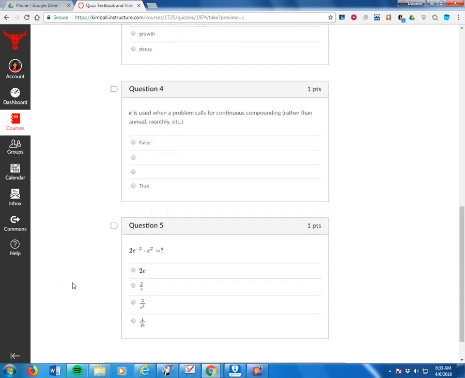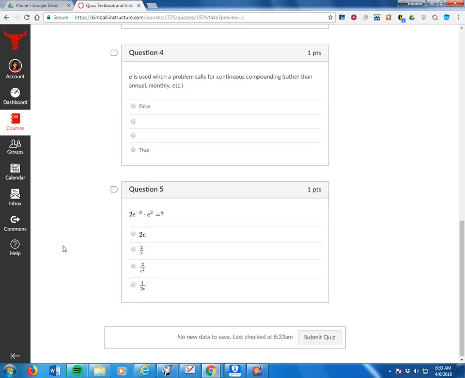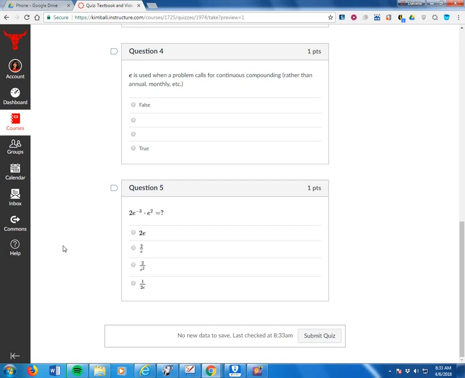E is used when a problem calls for continuous compounding rather than annual, monthly, etc. True. And then finally, you possibly will see some problems where you're going to have to simplify, where E is the base now instead of 3 or 7 or some other number. Remember, E is just a number. So as long as the base is the same, all of the rules we've learned on adding, subtracting, multiplying, raising exponents to exponents, all of those rules still apply.